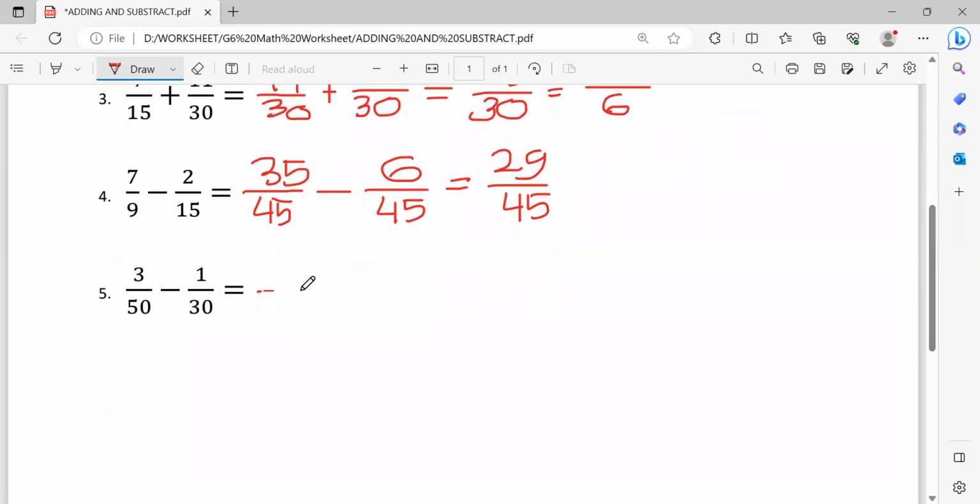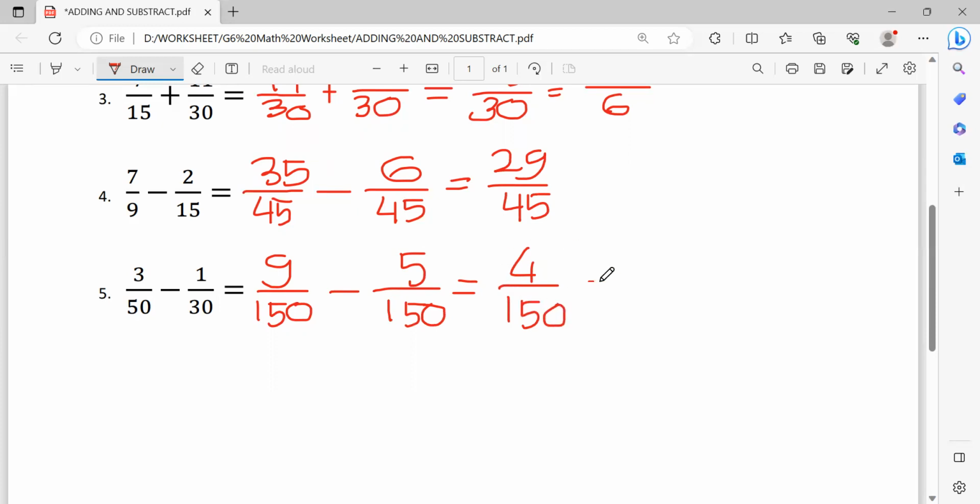Next, this one. The greatest common factor of 50 and 30 equals 150. For the denominator, 150. Next, 150 divided by 50 equals 3, and 3 times 3 equals 9. Next, 150 divided by 30 equals 5, 5 times 1 equals 5. And the result, 9 minus 5 equals 4 over 150.